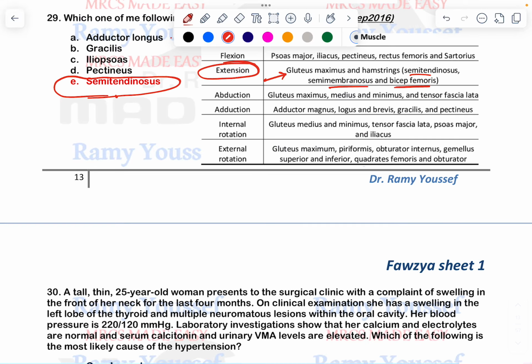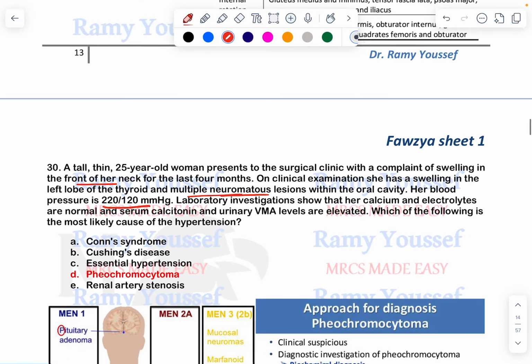A tall 25-year-old woman presents complaining of swelling in front of the neck that has lasted for 4 months. Clinical swelling in the left lobe of the thyroid. Tall with multiple neuromatous lesions in the oral cavity. Blood pressure, pheochromocytoma, thyroid swelling. Then laboratory tests are done. What of the following is most likely the cause of hypertension? Pheochromocytoma.